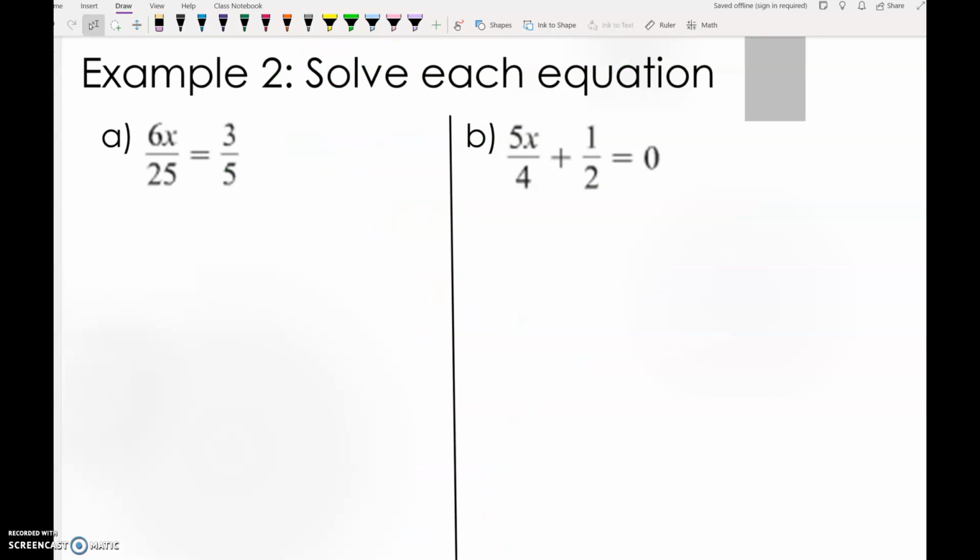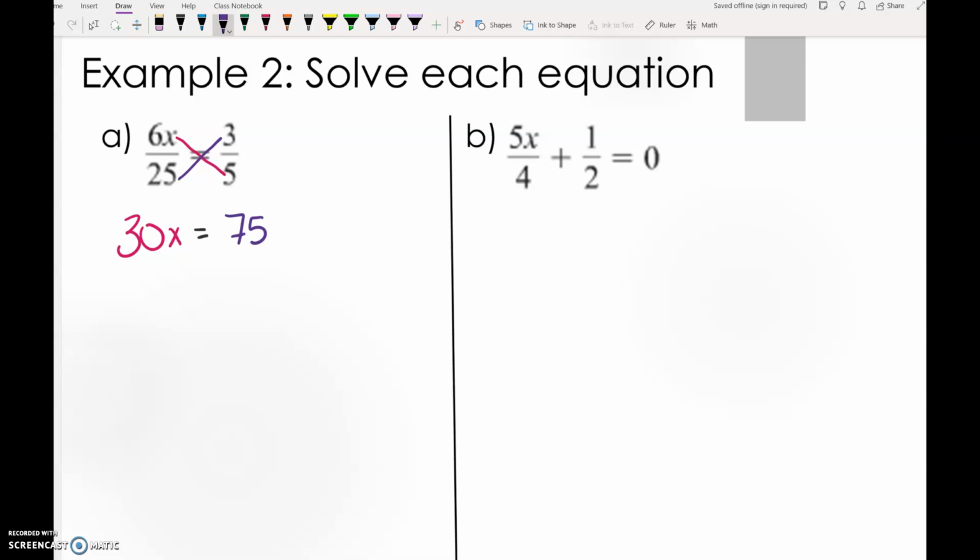If we have fraction equals fraction, we are allowed to cross multiply, and that makes solving these equations a lot easier. So in example 2a, we have fraction equals fraction. There's no extra addition or subtraction anywhere, so we can cross multiply. 6x times 5 is 30x, and 25 times 3 is 75.